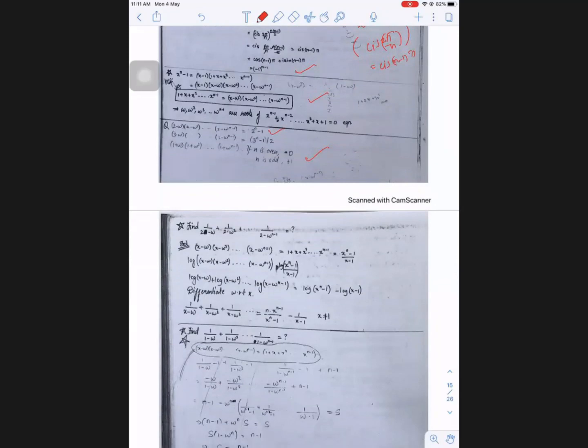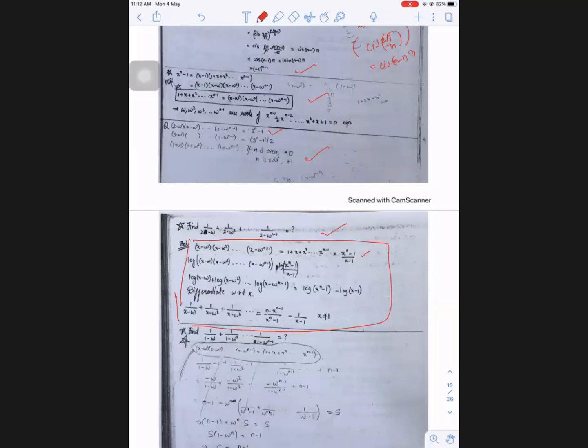Next, this type of question is also important: 1/(2 - ω) + 1/(2 - ω²) and so on. How to find this result, just remember this logic. Here, if you take (x - ω)(x - ω²) ... (x - ω^(n-1)), we know that result is exactly the same as (x^n - 1)/(x - 1), or 1 + x + x² + ... + x^(n-1).